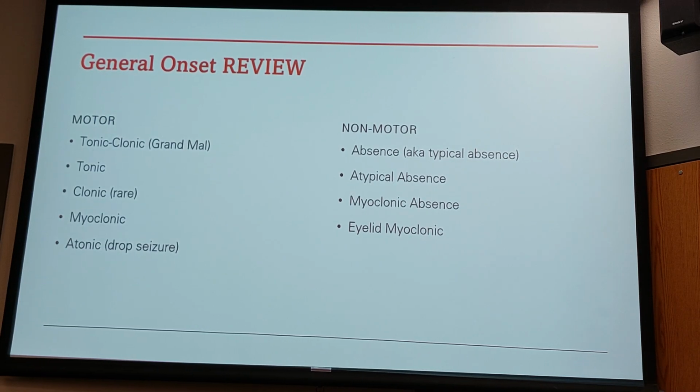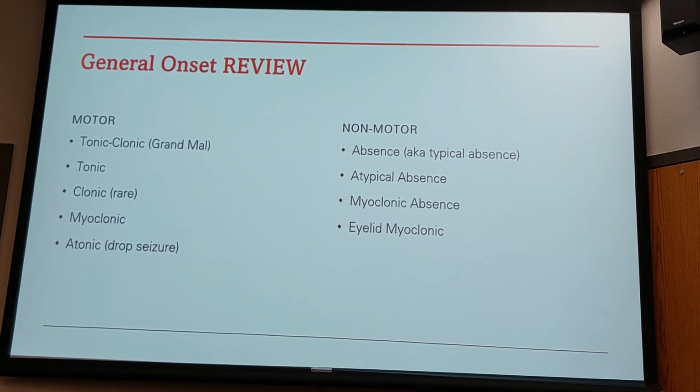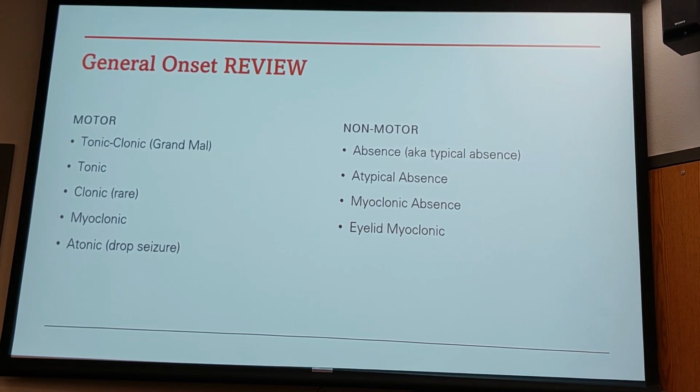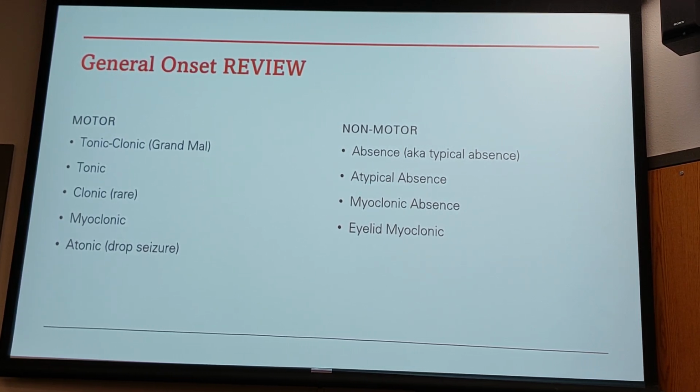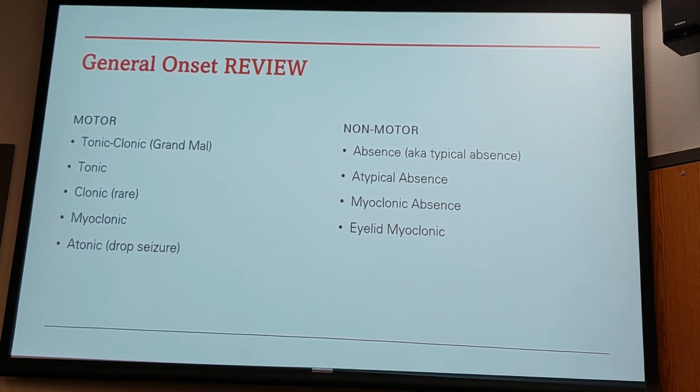Right, so a little review. We got generalized onset. So generalized is coming from the whole brain, right? We got motor and non-motor, which types fall underneath. So basically your non-motor are those absence type seizures, the typical and atypical myoclonic. And then on the motor side, we've got tonic, clonic, and then tonic-clonic, right? And myoclonic without the absence piece, and the atonic, all right?